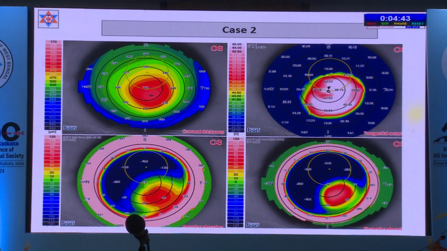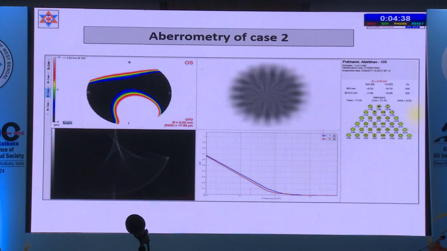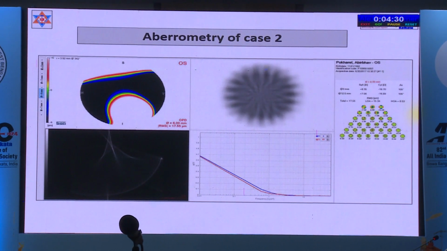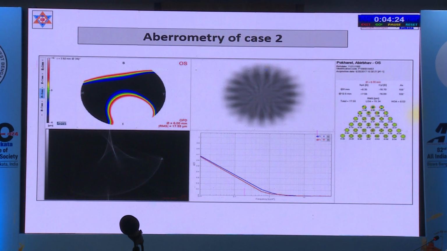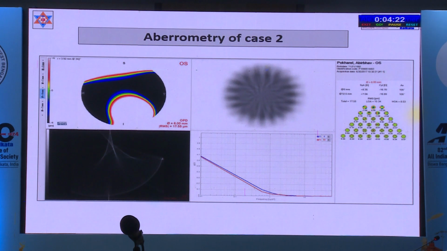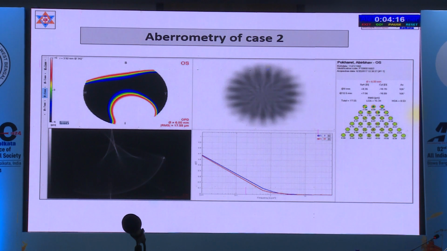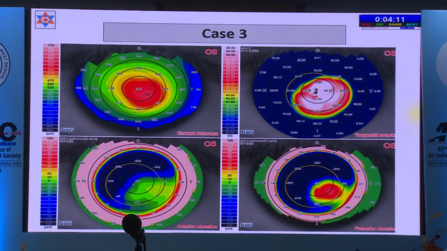This is again case 2, where again the posterior elevation of your cone is increased. Look at the image. That is the point spread function, that is how the high order aberration is increasing and how the patient actually sees. If you see the map on that side, there is no green color actually. It's all black. That shows that the surface is so aberrated, there is so much of a problem with the surface. Now this is case 3. Same thing, on the topography you have a big cone which has shifted infero-temporally.